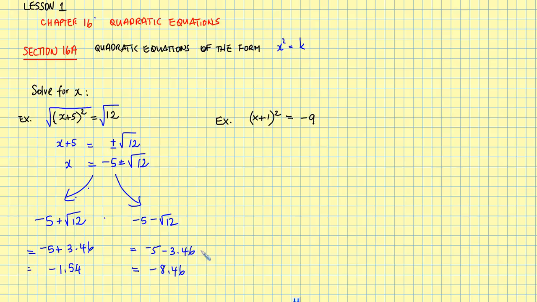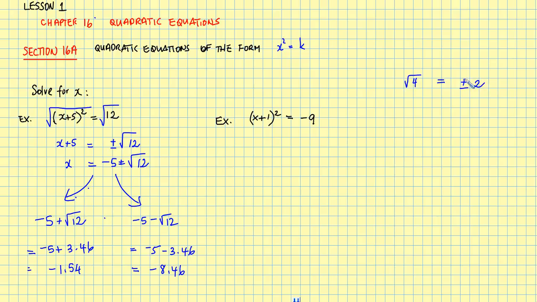So the two possible answers that would make the left-hand side and the right-hand side of the equation equal would be either x being equal to negative 1.54 or x being equal to negative 8.46. All right, so just to get back to the question I was at before: if I take the square root of 4, why does my answer turn out to be the positive or the negative version of 2?